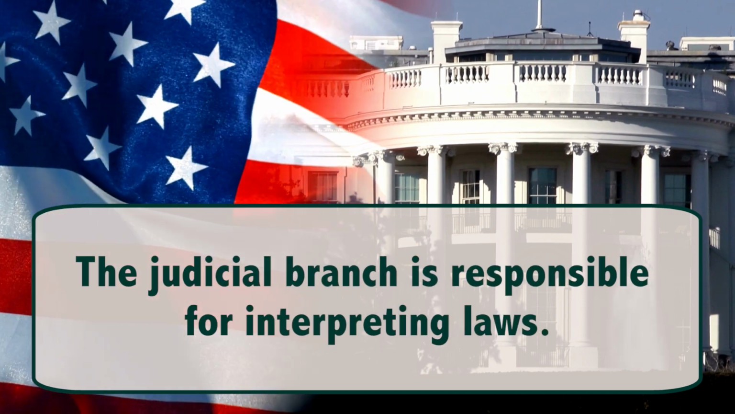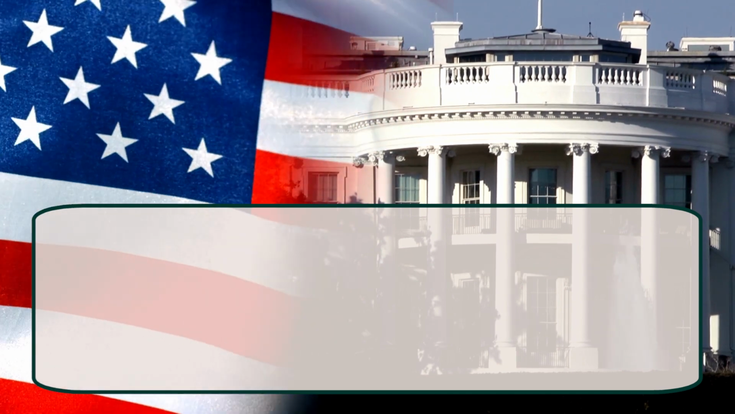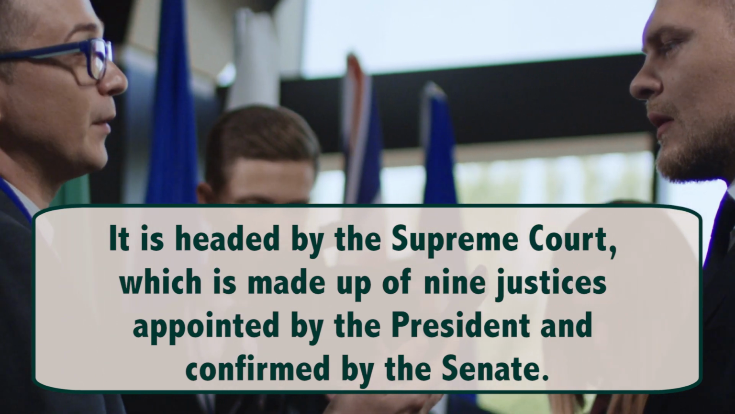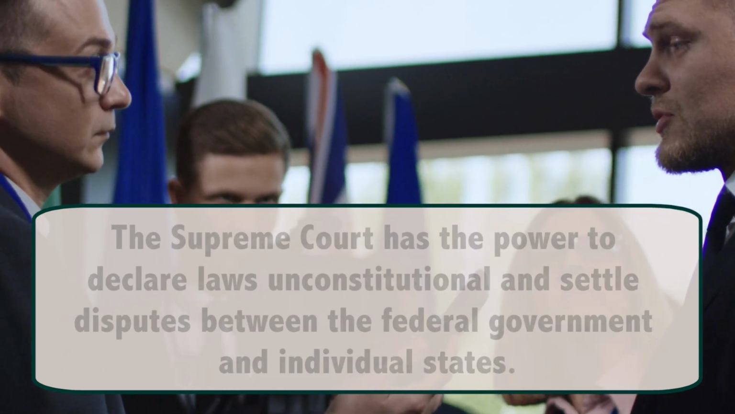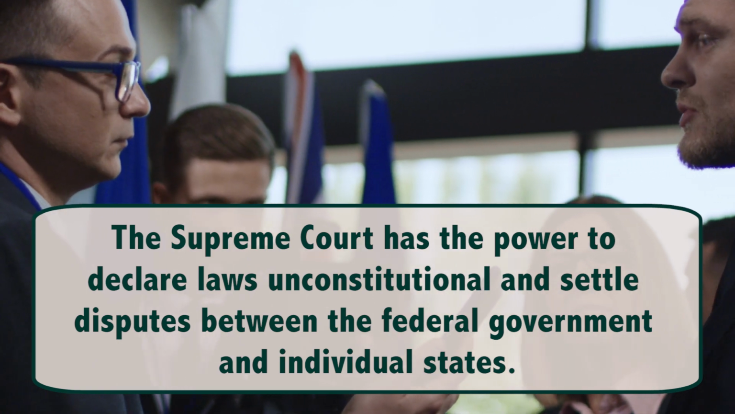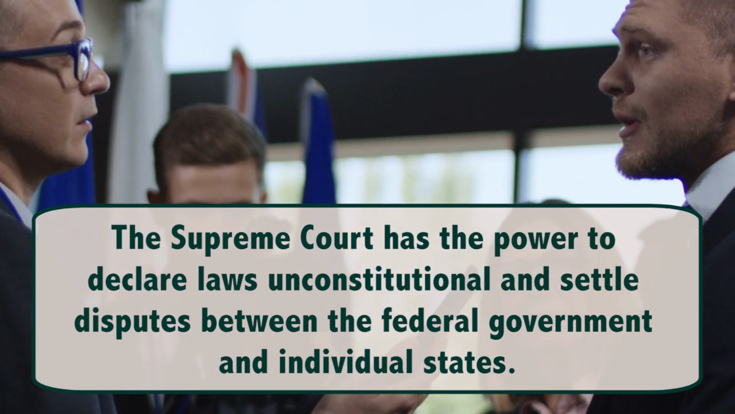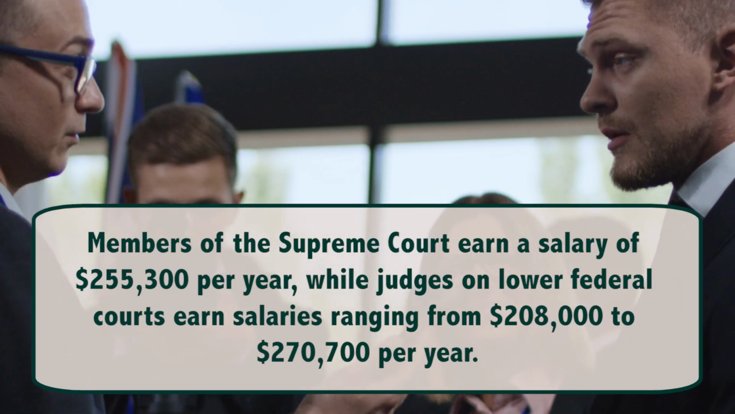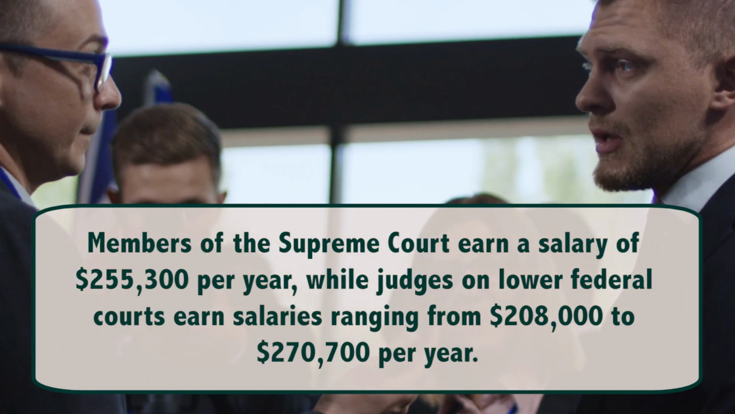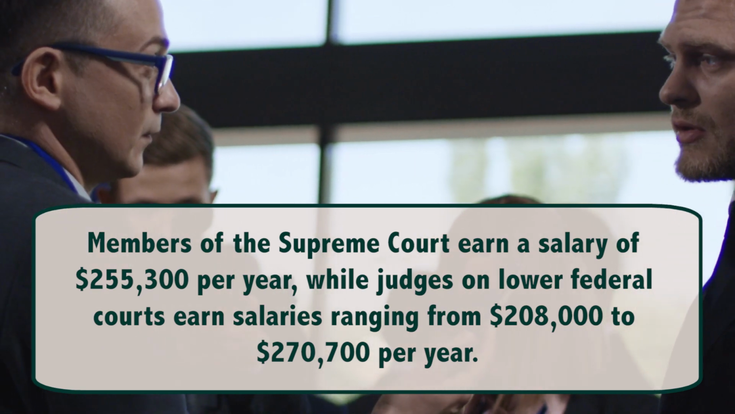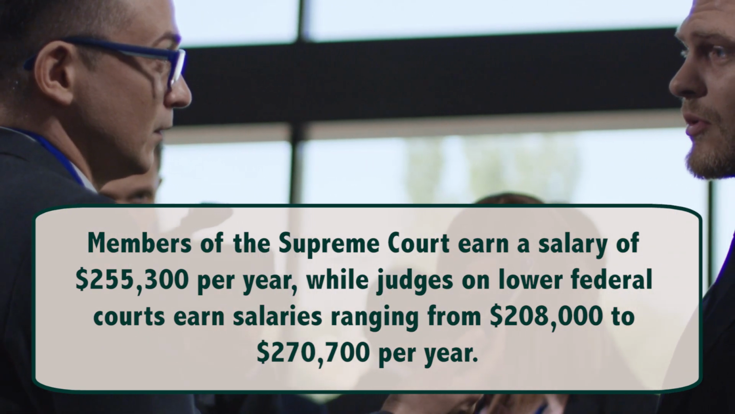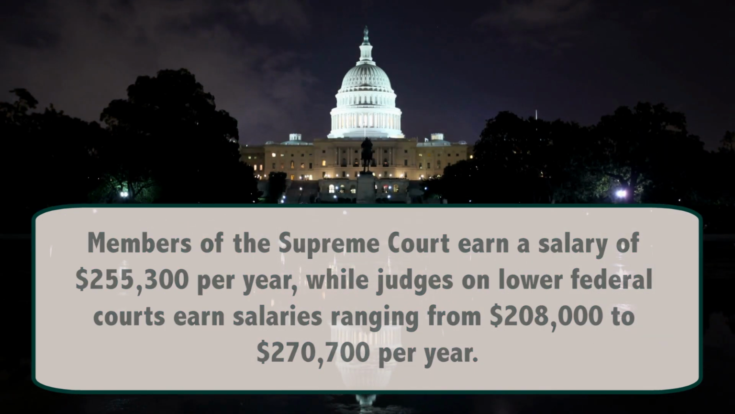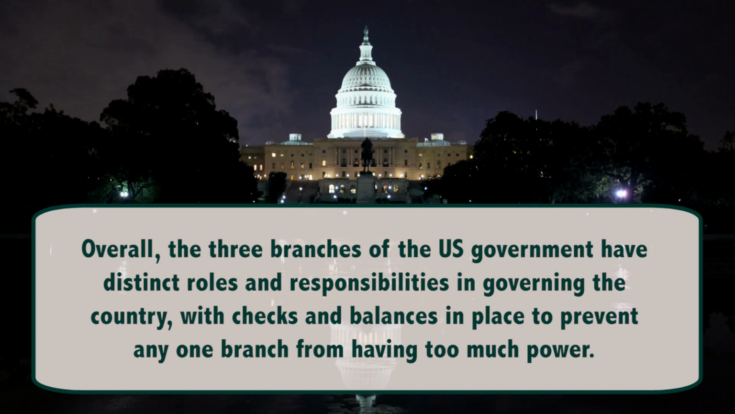Judicial branch. The judicial branch is responsible for interpreting laws. It is headed by the Supreme Court, which is made up of 9 justices appointed by the president and confirmed by the Senate. The Supreme Court has the power to declare laws unconstitutional and settle disputes between the federal government and individual states. Members of the Supreme Court earn a salary of $255,300 per year, while judges on lower federal courts earn salaries ranging from $208,000 to $270,700 per year.